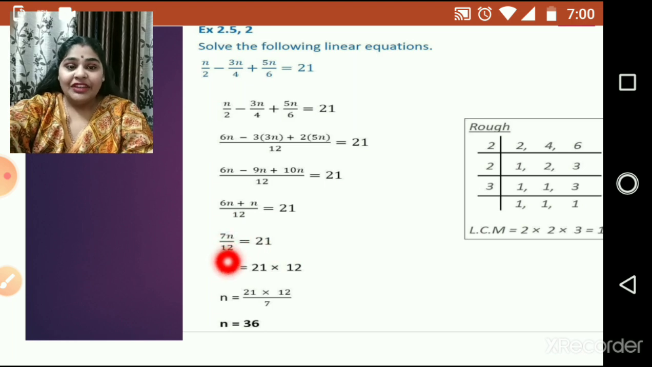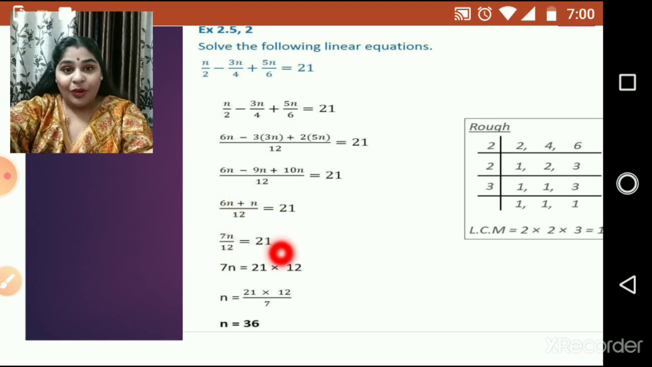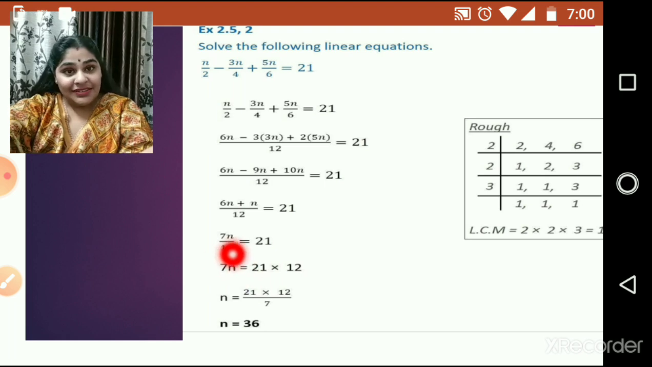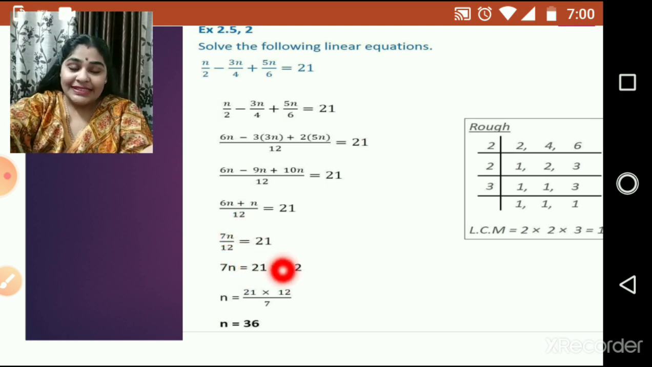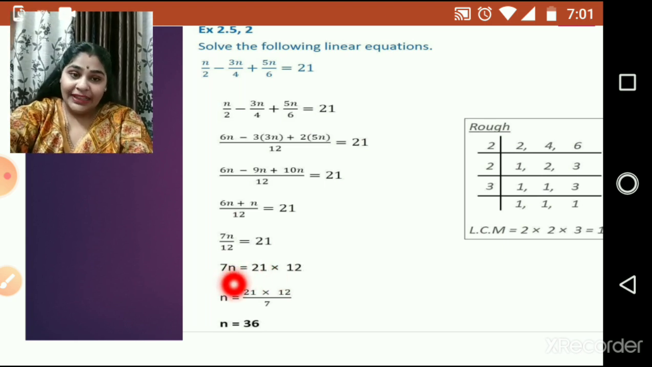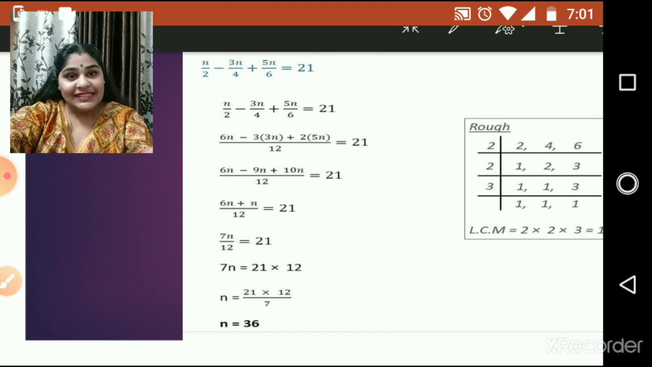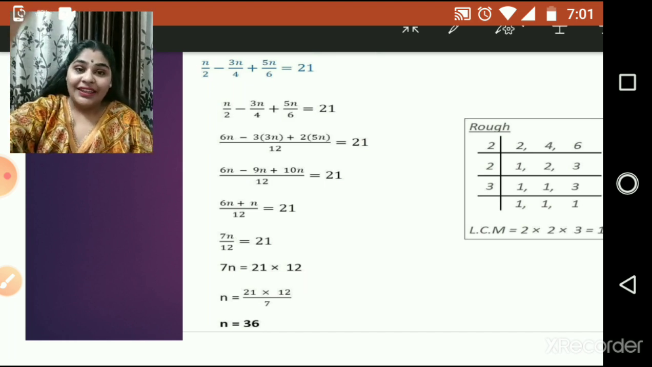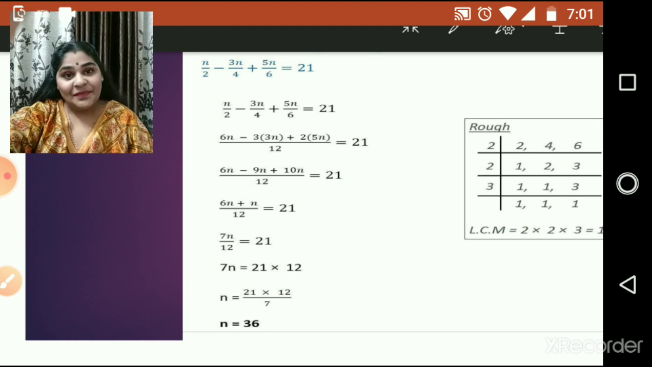Now the only thing we have to do is transpose the constants present with the variable one by one. So let us take the denominator 12 first. When I transpose it to the right hand side, it will be in the multiplication form with the present terms. So it will be 21 multiplied by 12. And now only 7 is remaining, children. I transpose this to the right hand side. It will go in the denominator, that is division, because it is in the multiplication form with the n. So n will be equal to 21 into 12 whole divided by 7. When you simplify this, you will get n is equal to 36.